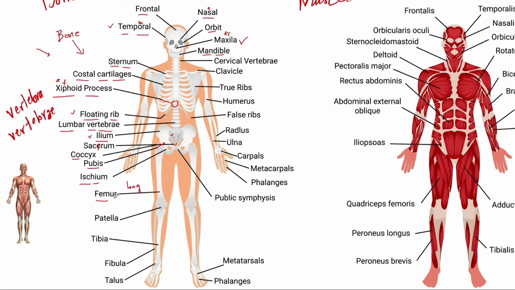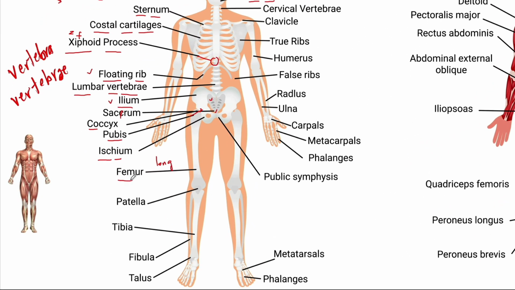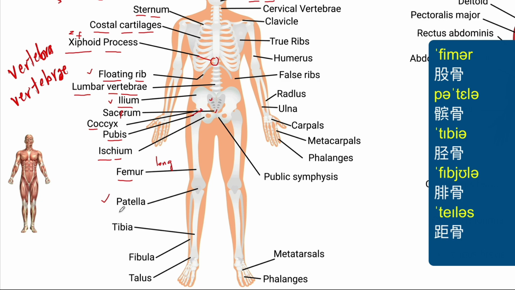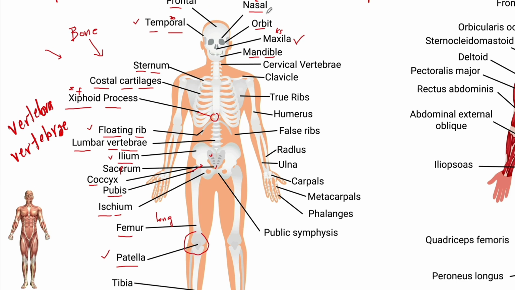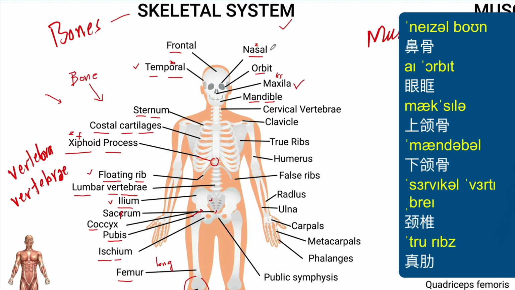So here we just have a short and quick review. So femur, and this is patella. The knee joint, we call it patella. Alright? And this bone, we call it tibia. Tibia, fibula. And this bone, we call it talus. Talus. Alright?